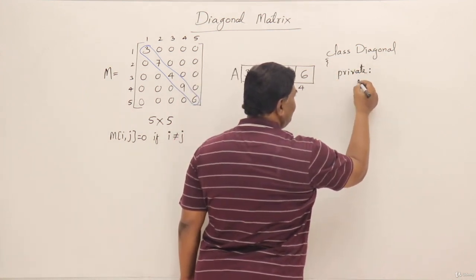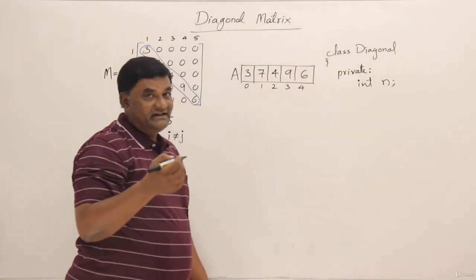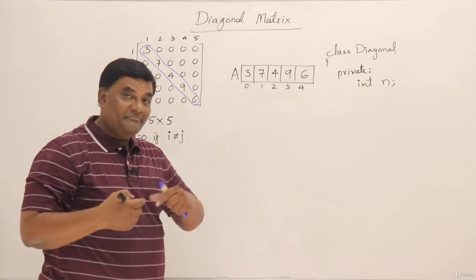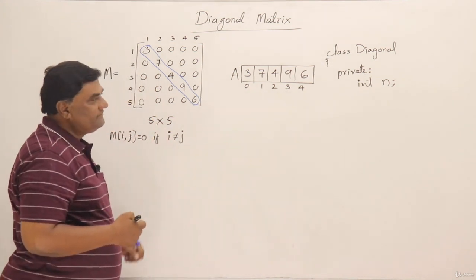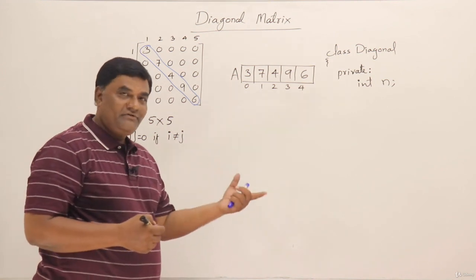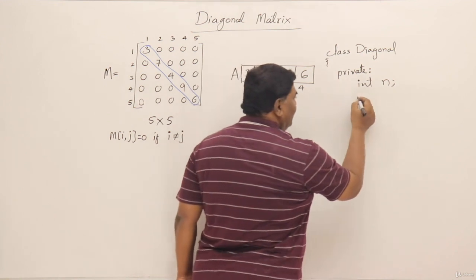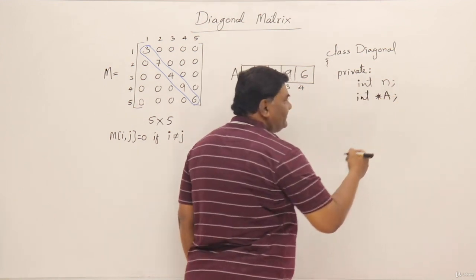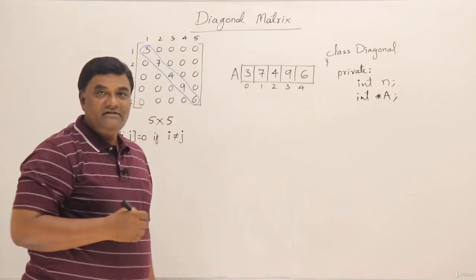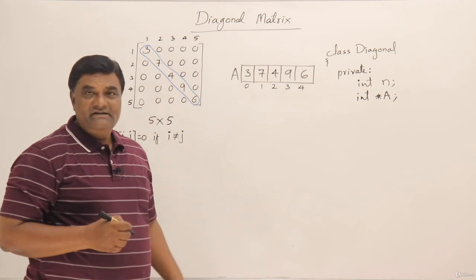Two things I need. One is dimension n. As it's a square matrix, just n is enough. We don't need n cross n, m by n, just one dimension. That is the same square matrix. If n is 5, it is 5 into 5. Then we need an array. For this array, I will not create an array, but I will take a pointer so that I can dynamically create an array. That's all. These are the two things I need.